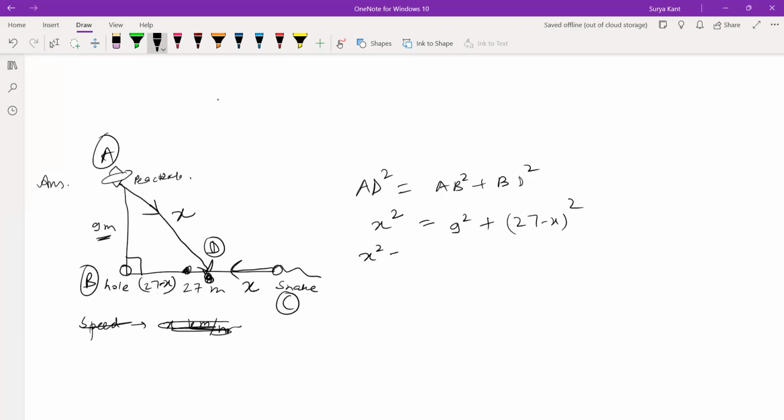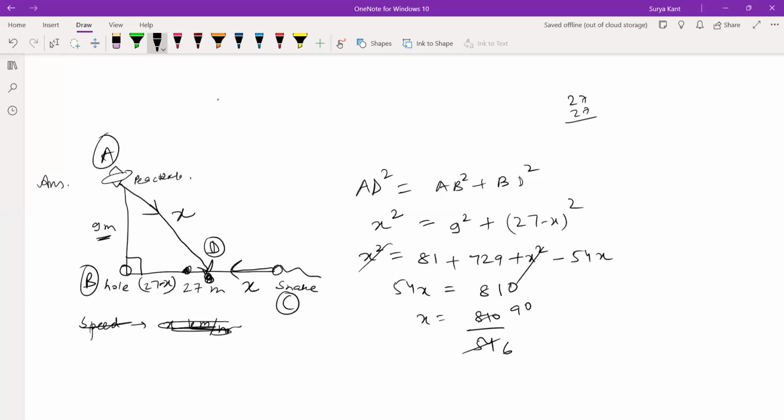X square equals 81 plus 27 square, what do you get? 729, right? 729 plus X square minus 54X. X square will get cancelled. So 54X equals 729 plus 81, which is 810. So X equals 810 by 54. 9 will just go. 9 sixes are 54, 9 nines are 81. X is coming 15 over here.